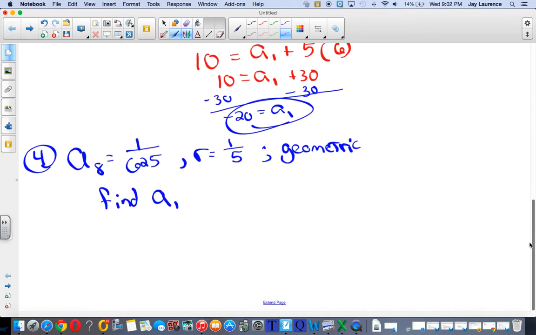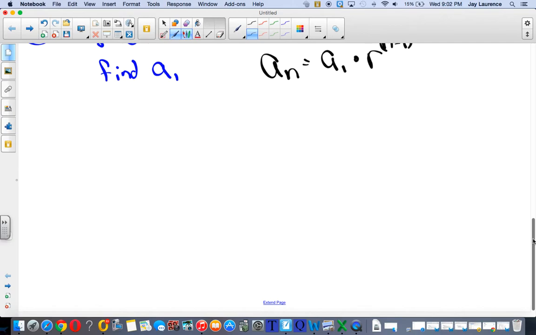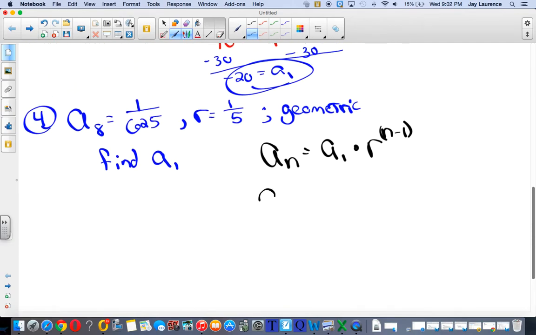All right, let's go down to this one. We're told it's geometric. We're given a sub 8. So again, I start with the geometric formula, which is a sub 1 times r to the power of n minus 1. Okay. And so I'll have a sub 8, which is equal to a sub 1, which I don't know, times r, which I'm told is 1/5, and that'll be raised to the power of 8 minus 1.